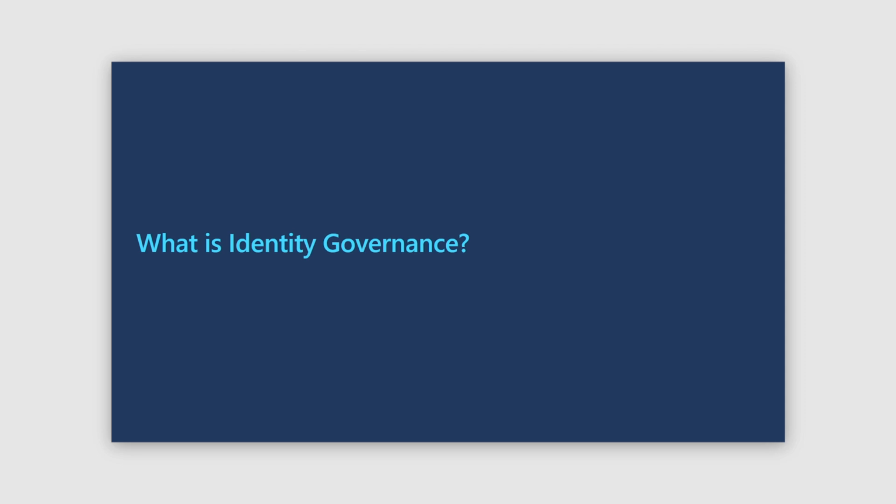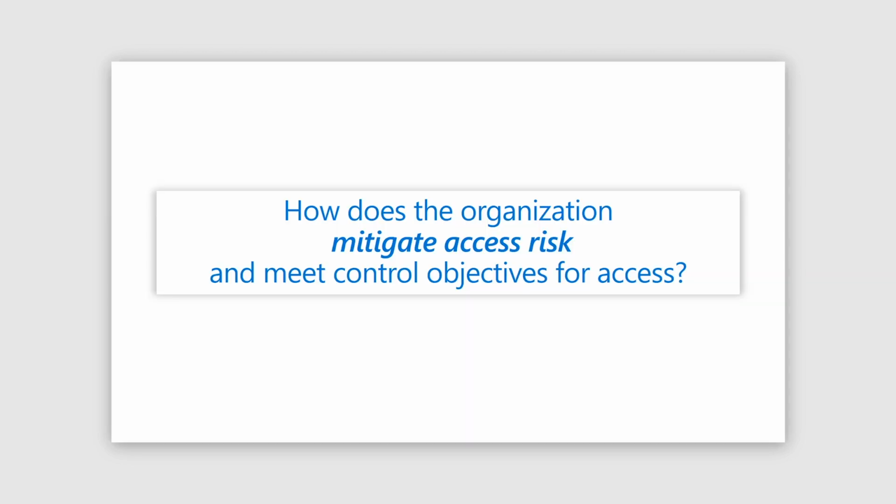So let's start with what is identity governance. There's lots of definitions, but I like to focus on what's important to a lot of organizations today. How does the organization effectively manage access risk and make sure their control objectives for access are met, even as those organizations are moving towards increased use of cross-org collaboration and cloud services? They need to ensure that they have the right controls ready when users are given access to these applications.